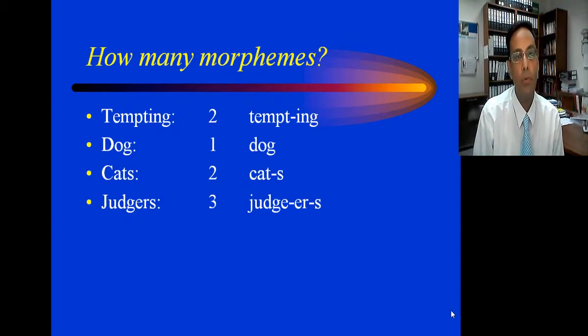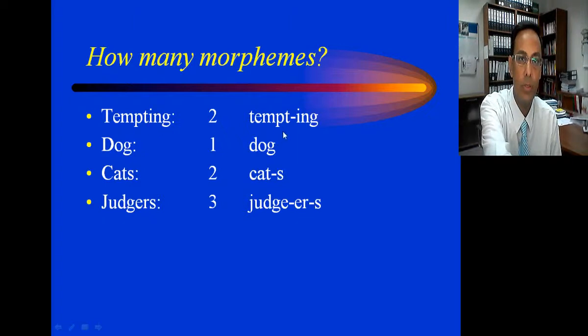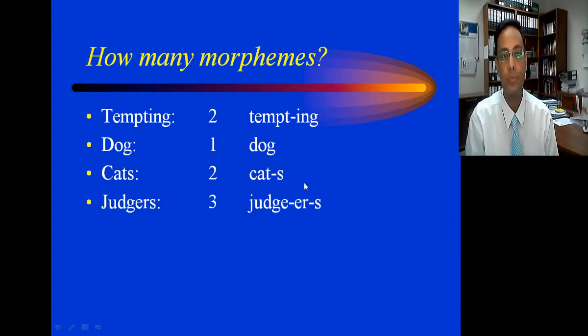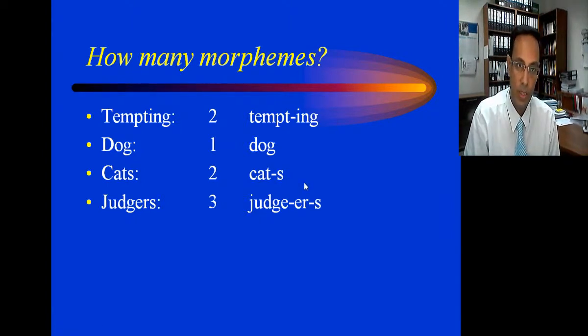Look at these words. How many morphemes are in the word tempting? We have two morphemes: tempt is one morpheme, and -ing is the second morpheme. Dog has one morpheme. Cats: plural -s is a morpheme, so we have two morphemes. Judges has three morphemes: judge, -er, and -s.